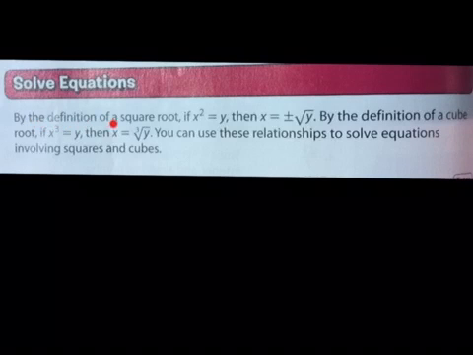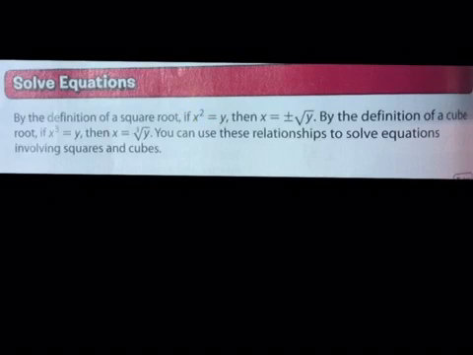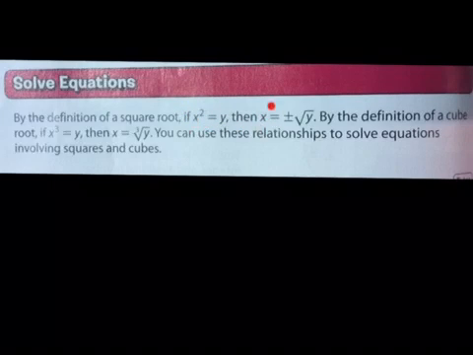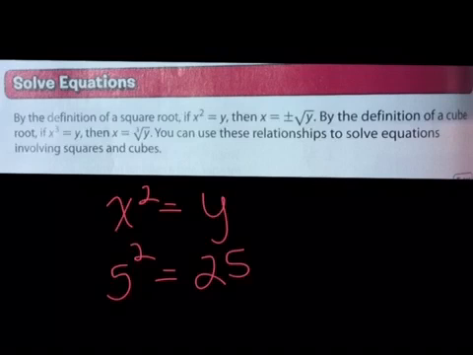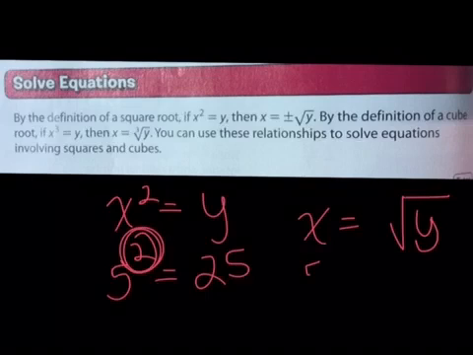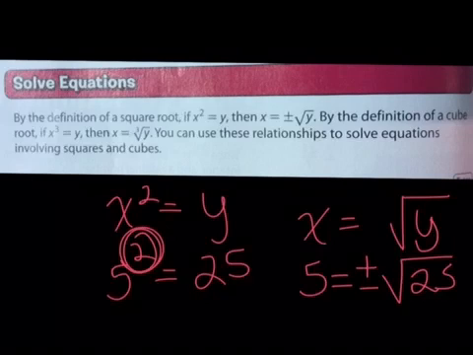By definition of a square root, if x squared equals y, then that means that x on its own, not x squared, just x on its own equals plus or minus the square root of y. Let's just say x squared equals y. Let's replace the x with 5 squared. You know that would equal 25. What we're trying to say is that x, when you take away the exponents, is going to equal the square root of y, because 5 equals the square root of 25. You see that? And it can be plus or minus, because 5 times 5 is 25, or negative 5 times negative 5 is still 25.